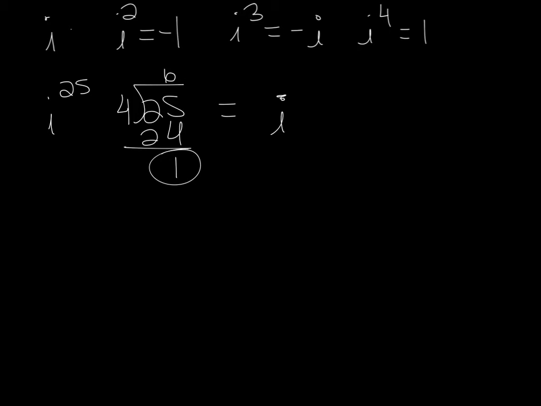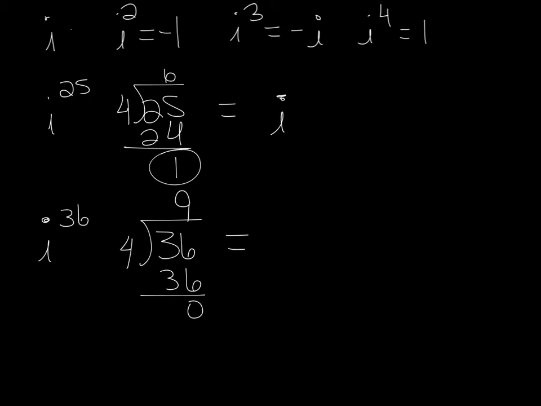Let's say we want to know i to the 36th power. You take the 36, you divide by 4. That goes evenly, right? That means there is no remainder, so that means it's the same thing as i to the 4th. It's a multiple of 4, so that equals 1. All right, first thing I want you to do, pause the video and write your 4 powers of i.